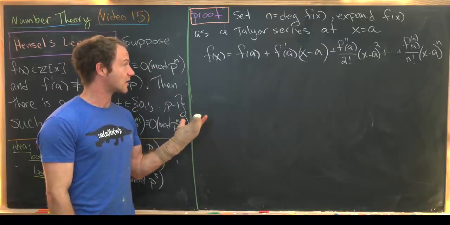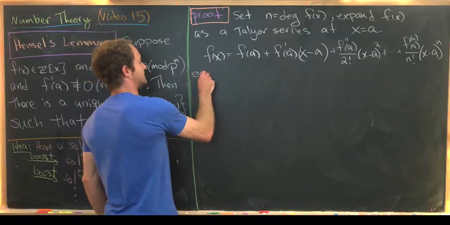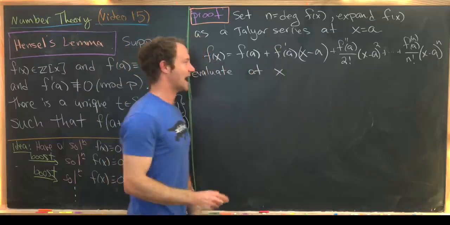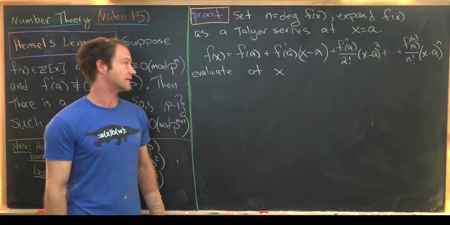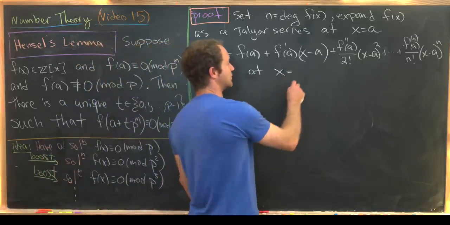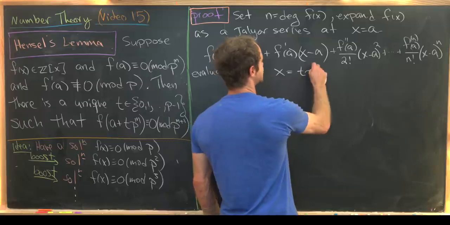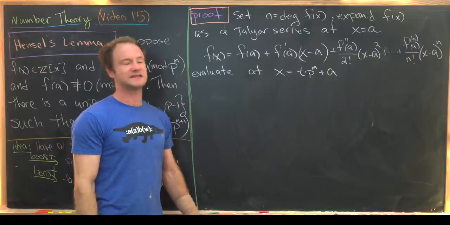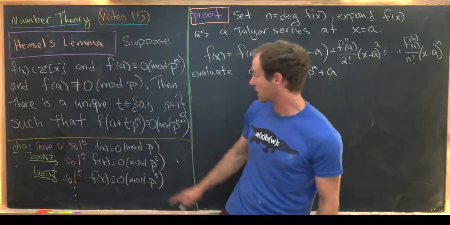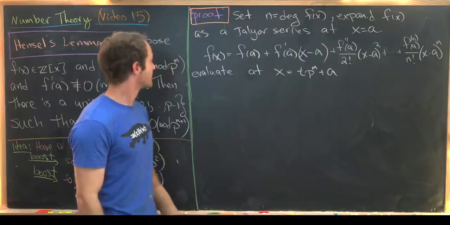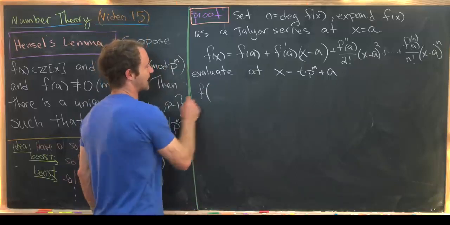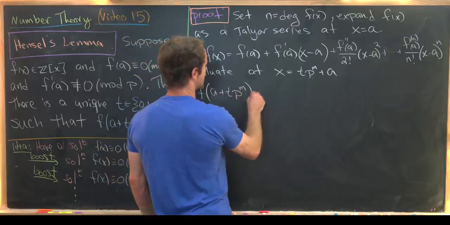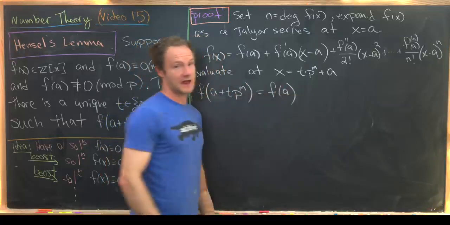And now from here, we will evaluate at a special value of x that'll make this simplify quite a bit. And that value of x will be equal to t times p to the m plus a. Or maybe a plus t times p to the m if you want to make it look exactly like this right here. Okay, so let's see what that gives us. That'll give us f evaluated at a plus t times p to the m is equal to f of a.